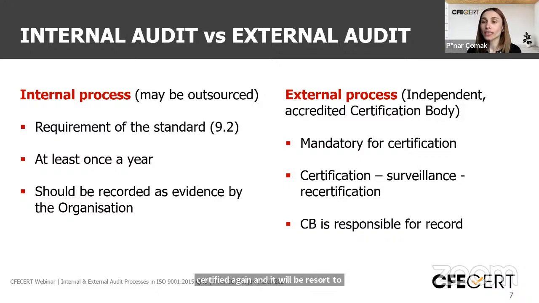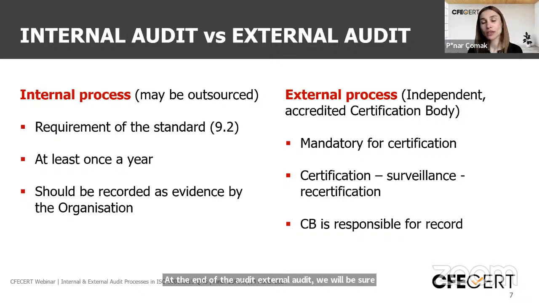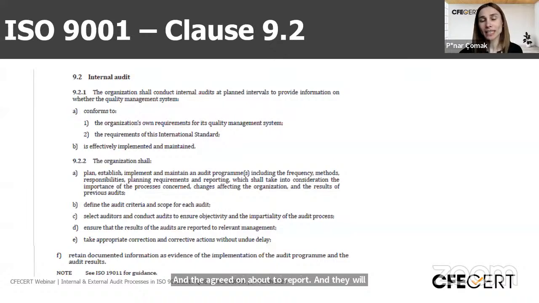And in this kind of audit, certification bodies like CFE are responsible for records. We have to provide you the audit program. We have to provide you the audit report. We have to provide you NCR details if we have any non-conformity or any finding. And at the end of the external audit, we will be sure we are agreed with the client. We present our non-conformities, we present our observations, and we agree about the report, and we will complete the process. You can see clause 9.2 of ISO 9001.